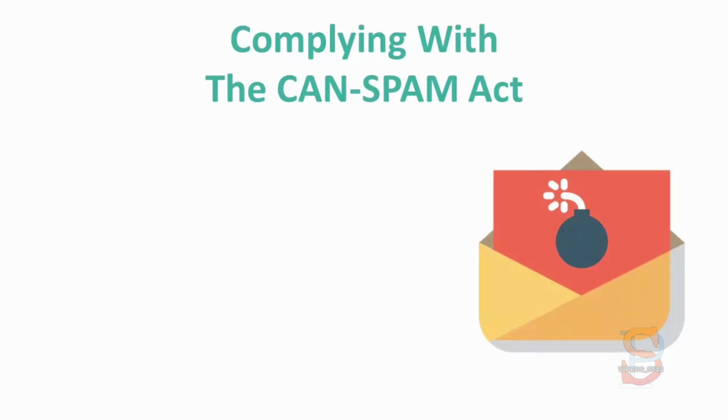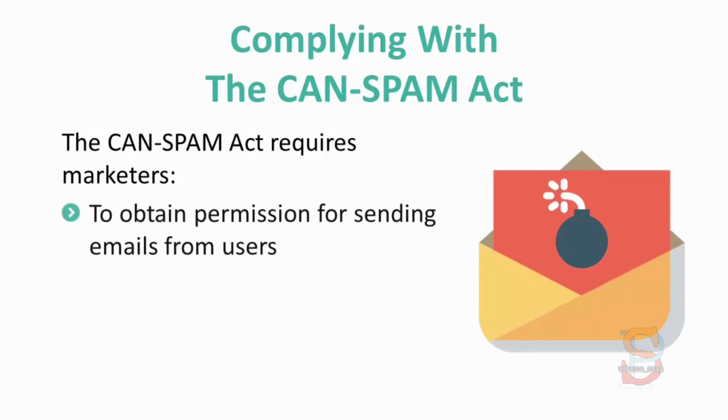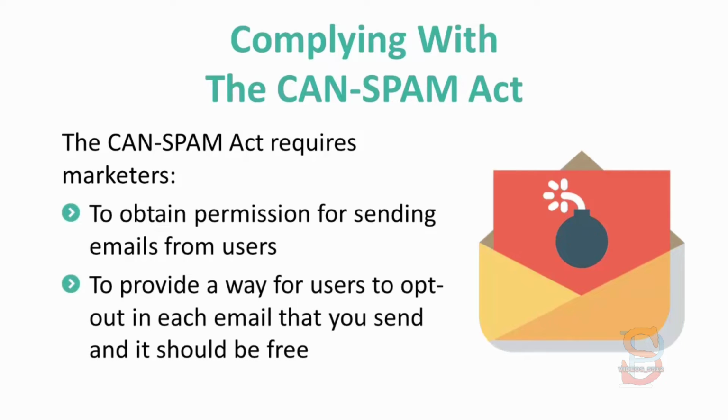There is some confusion about what the Can-Spam Act means, but all that it does is set guidelines for marketers to send emails in a legitimate manner. The Can-Spam Act requires marketers to obtain permission for sending emails from users. It also requires that you provide a way for users to opt out of each email that you send. The process for opting out should be easy for the user. One click should allow the user to be removed from your list.